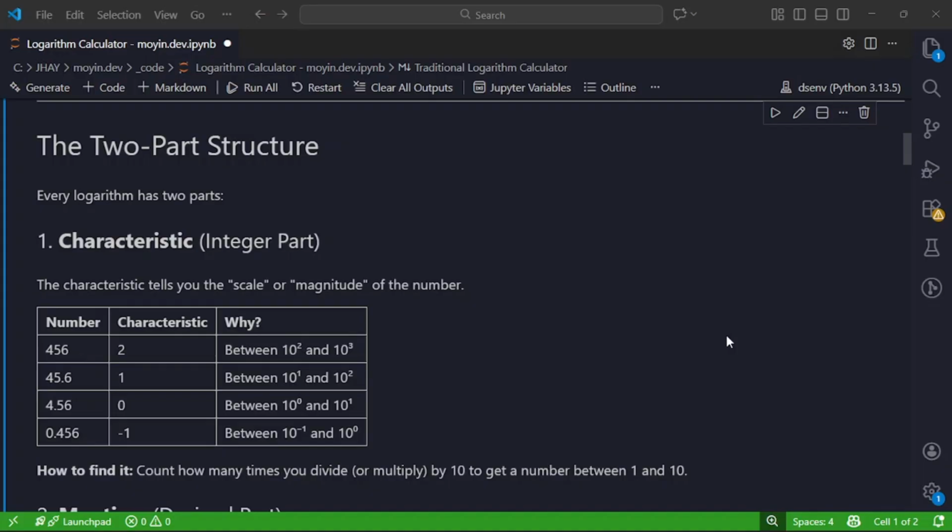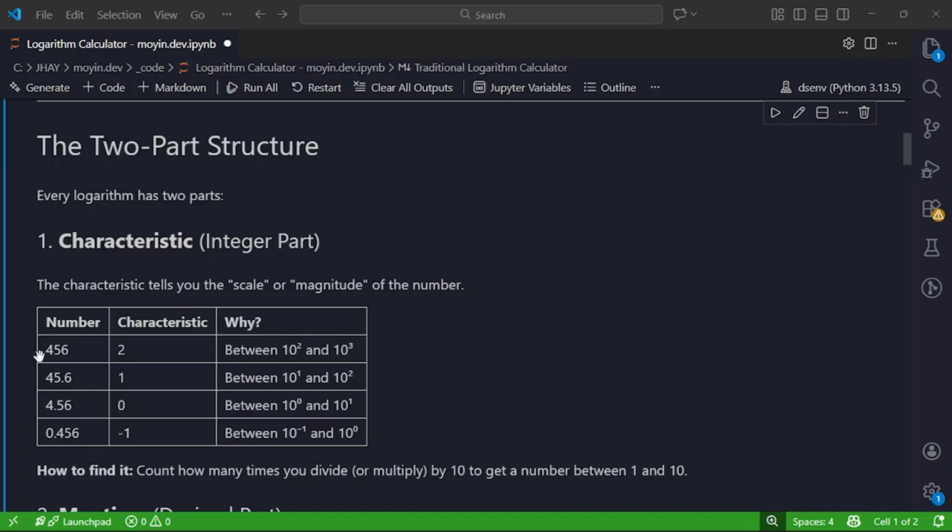456 has a characteristic of 2 because you can divide it twice by 10. If you divide the number 456 by 10, the first thing you get is 45.6, right? Divide it again by 10, you get 4.56. 4.56 cannot be divided by 10 because it would not rank, so we don't count that. So 456 can only be divided by 10 fully twice.